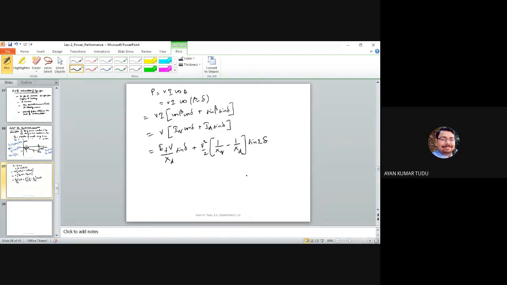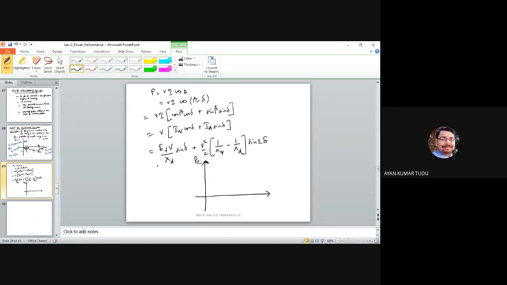Okay, so from this expression we can draw the power angle curve for our salient pole synchronous generator. So let us draw the figure. This is the typical figure for our salient pole synchronous generator. Okay, so this is the electrical power output.